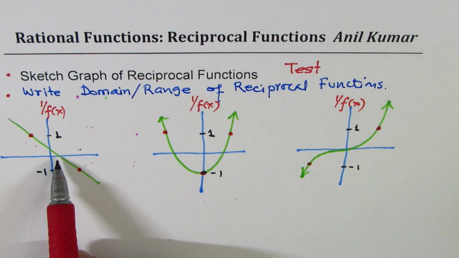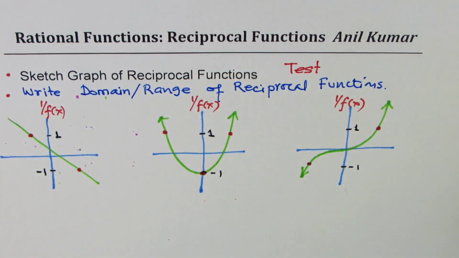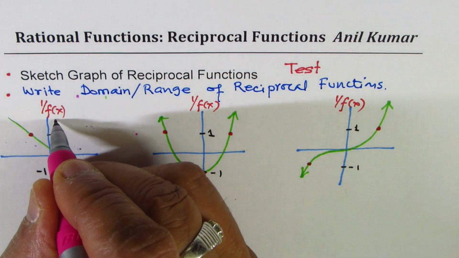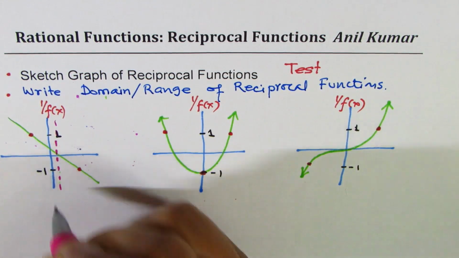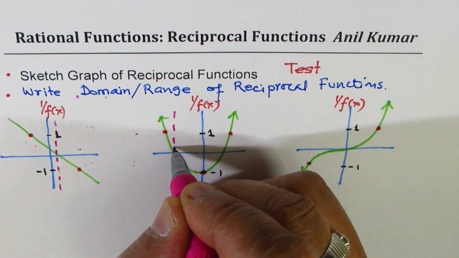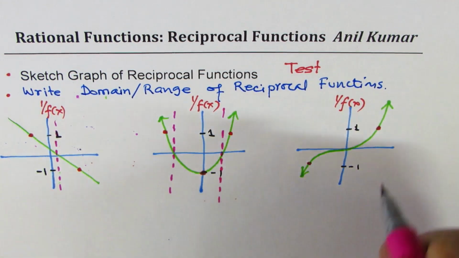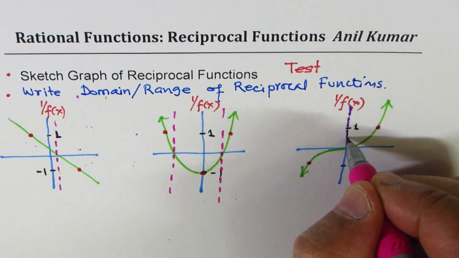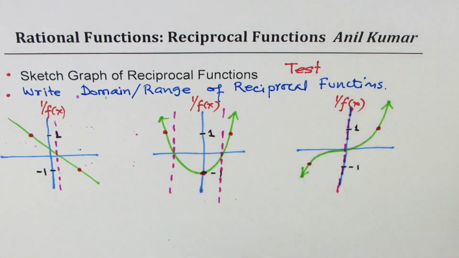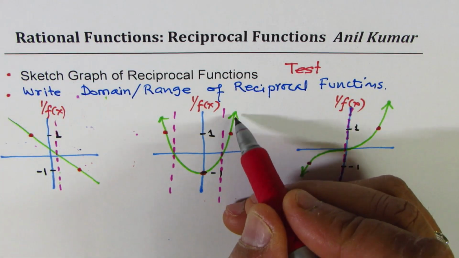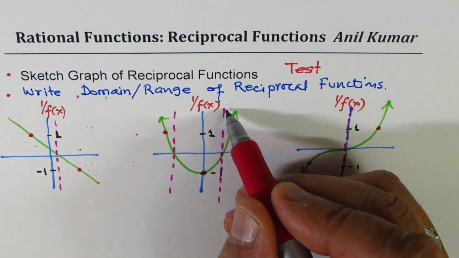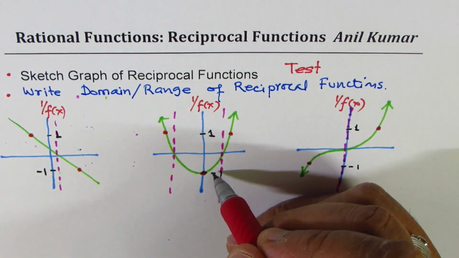Now how about x-intercepts? These x-intercepts will translate into vertical asymptotes. So sketch vertical asymptotes for each x-intercept. Okay, so we have this vertical asymptote. In this case, the y-axis becomes the vertical asymptote. Perfect. Now, as you know, for the positive part, it is going to be positive. For negative, the function is going to be negative.